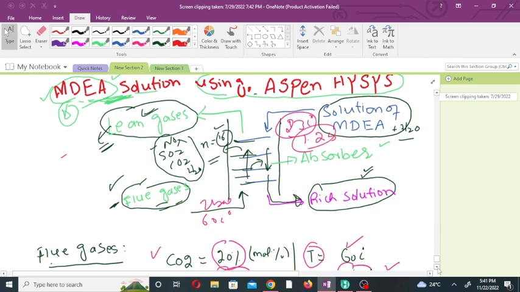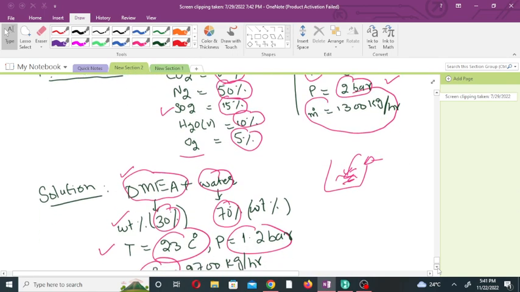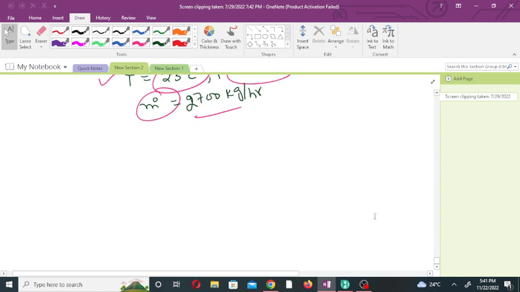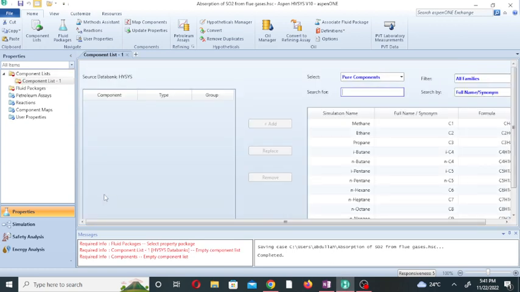So our main focus is how much SO2 can be removed from the flue gases into the solution. So we will use Aspen HYSYS to absorb sulfur dioxide from the flue gases. So come to Aspen HYSYS and add the gases. First of all we will add the components of the flue gases, which is carbon dioxide.